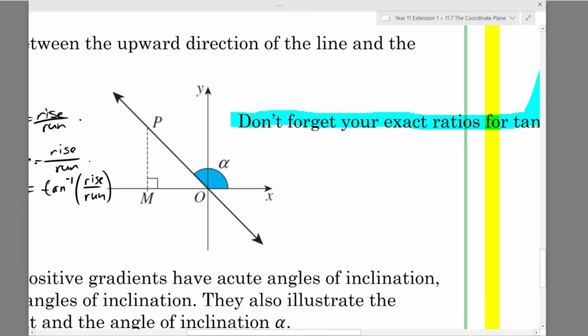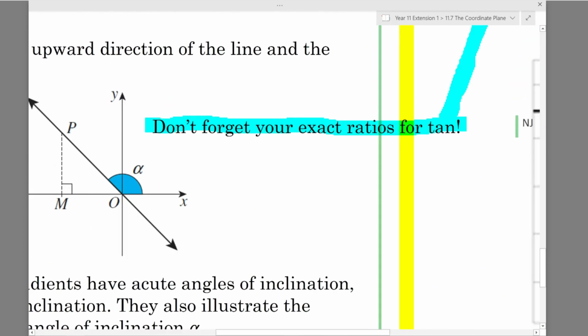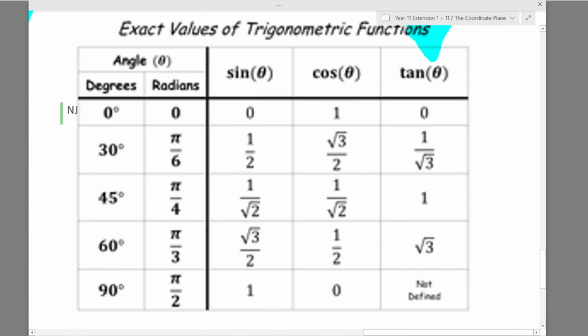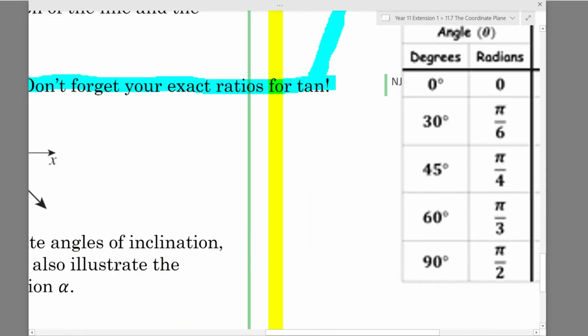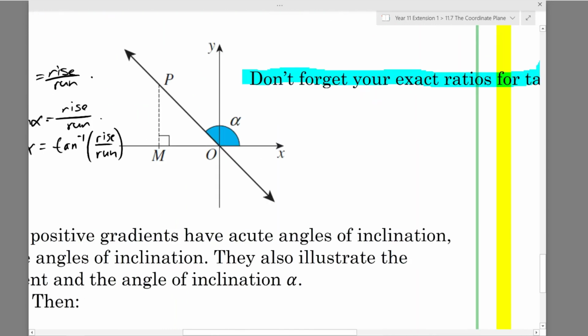Now, the only other thing I want to add is to make sure you don't forget your exact ratios for tan. I found a little table over here. Here are the tan ratios, these are the ones that we're focusing on. So at 0 degrees, it's 0. If it's 30, it's 1 on root 3. 45 is 1. 60 degrees is root 3. And 90 degrees is not defined. We will talk more about that when we do the trig topic. You don't have to remember these drastically, but if they do pop up in the exercise, just pop back onto this page and have a look and see what those are. However, we won't be concerned about that too much.